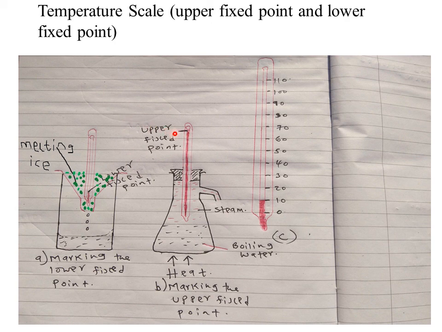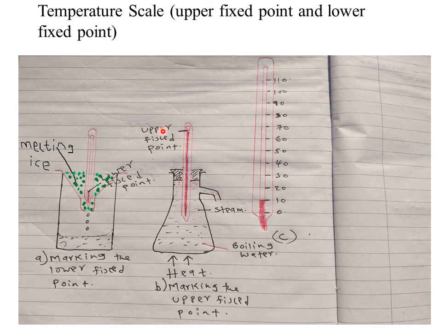Then to determine the upper fixed point, we dip the bulb of the thermometer in steam. This is steam actually. We know that the temperature of steam in most cases will always be 100 degrees Celsius. So the value of the temperature obtained from this thermometer when it is dipped in steam is what we call the upper fixed point.